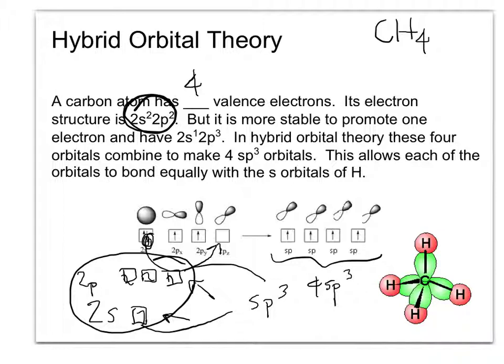All right, and so that's what these little green blobs are. They're an sp3 orbital. Okay, so carbon has 4 sp3 orbitals. Each of those can make a bond with the s orbital on a hydrogen. Okay, and you end up with 4 sigma bonds or 4 single bonds here between carbon and hydrogens. So that's the basic introduction to hybrid orbital theory.